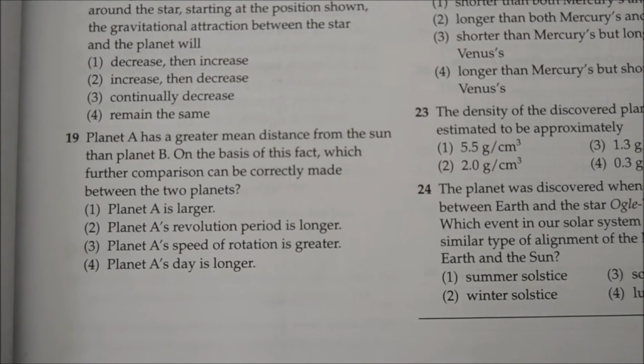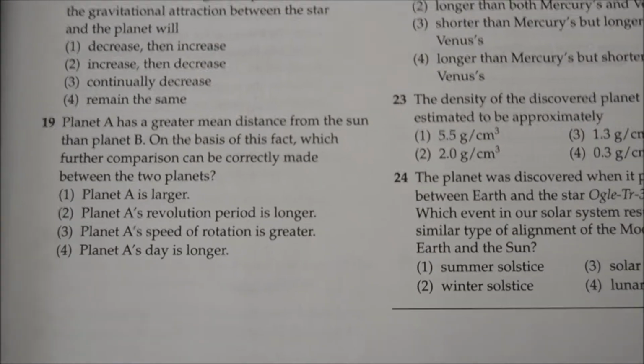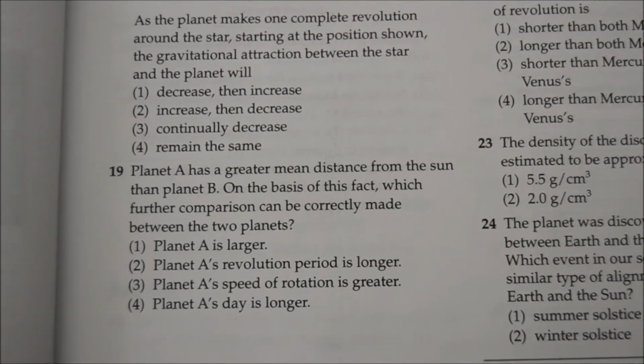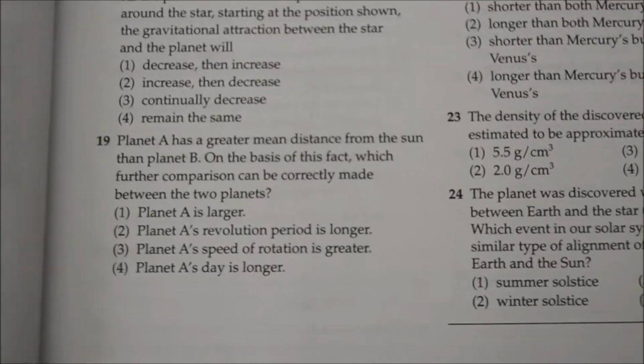19. Planet A has a greater mean distance from the sun than planet B. On this basis of fact, which further comparison can be correctly made between the 2 planets? Well, since A is further away, it's going to have a greater period of revolution than B.